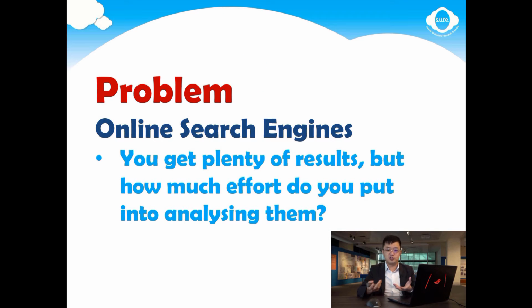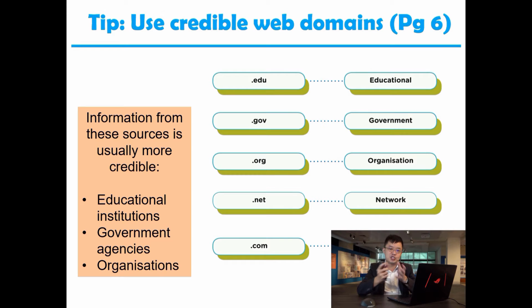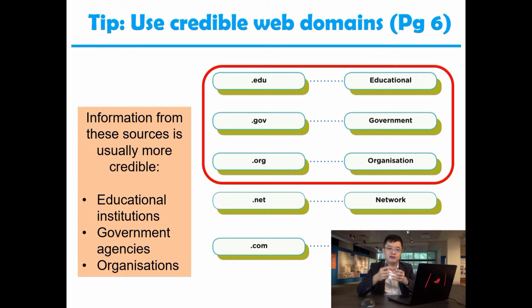So besides the problem of plagiarism, one of the key concerns is that, living in today's internet age, you get so many search results, but how much time do you actually spend analyzing them? Now, in order to make research easier, it is better to rely on official web domains. In this case, we recommend education, government, or organization websites, namely edu, gov, or org domains. Now, the question that most people ask is, can I actually get my search engine to limit my searches to these specific web domains? The answer is yes, and let's go into a little bit of a demonstration.